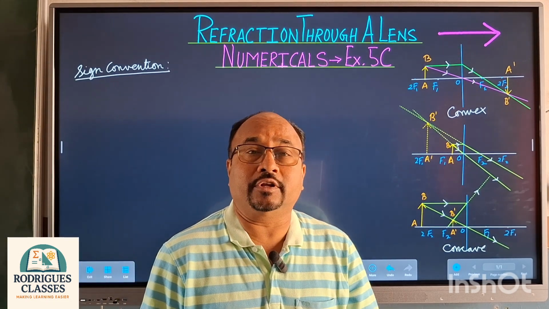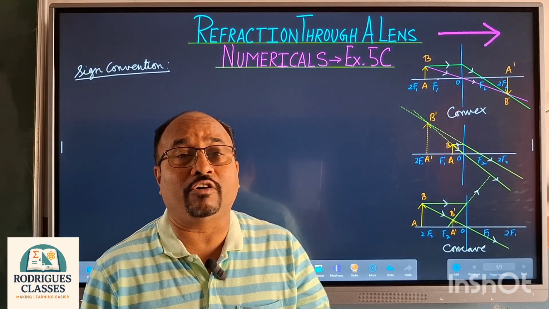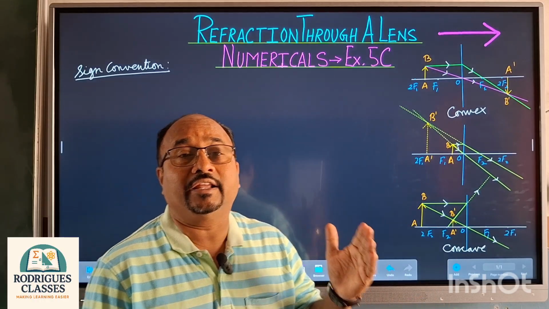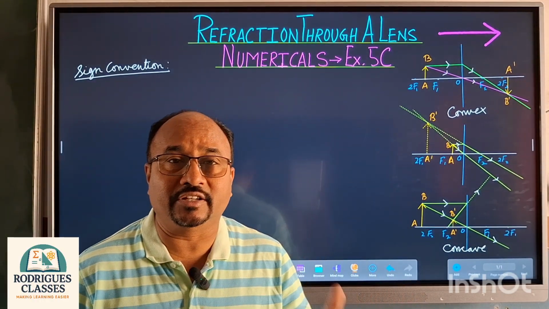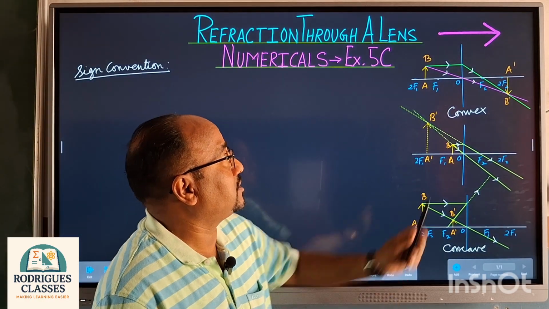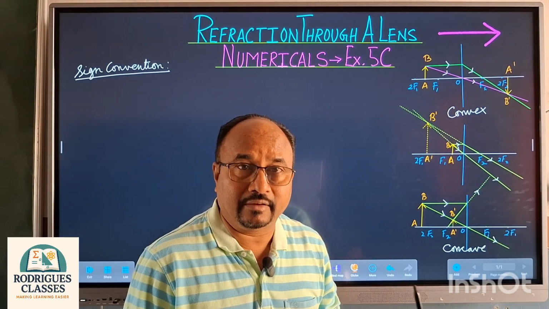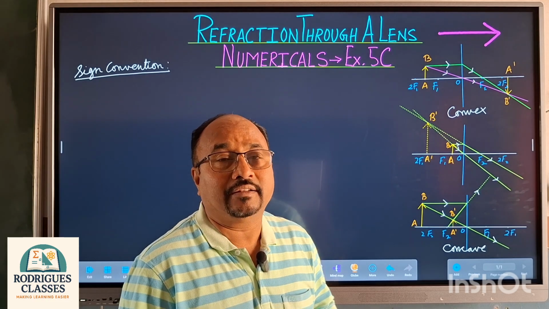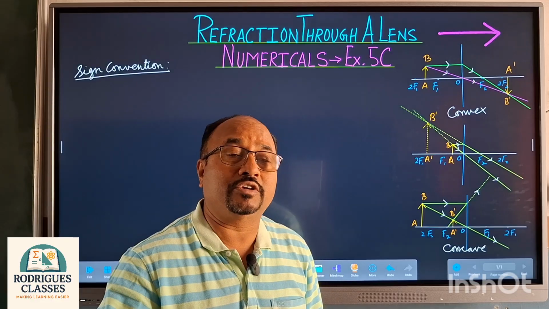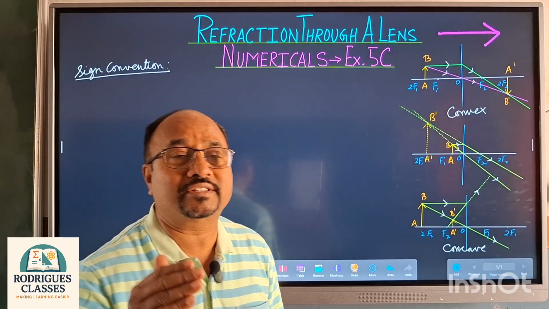Second one, very, very important: the measurement which is done in the direction of the incident ray has to be taken as positive, and if it is against the direction of the incident ray, it is to be taken as negative. To make it clear, this is my arrow showing the direction of the incident ray. This arrow will help you understand that if the measurement we are doing goes in the same direction as the arrow, we should take it as positive, otherwise it is to be taken as negative. I hope the second rule is clear.